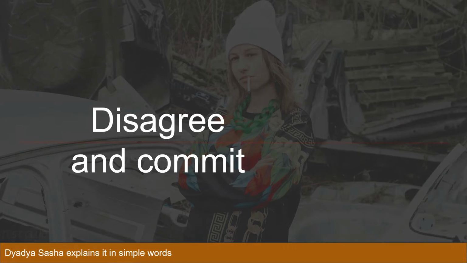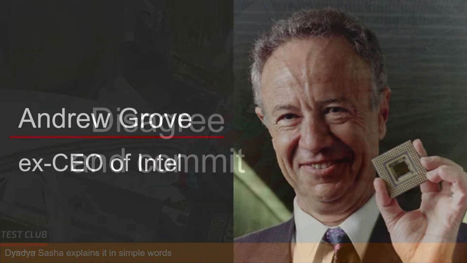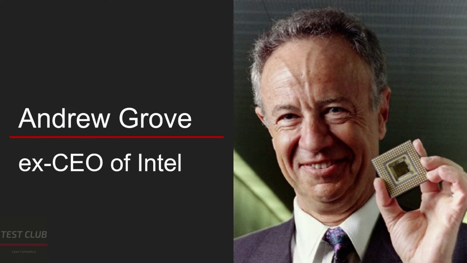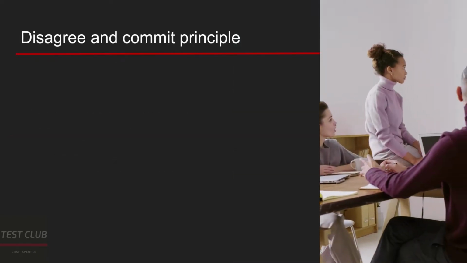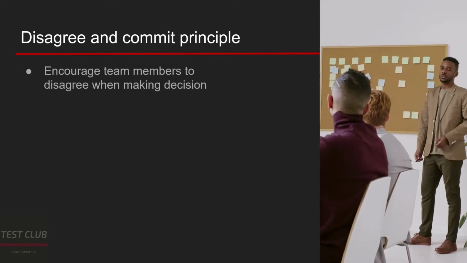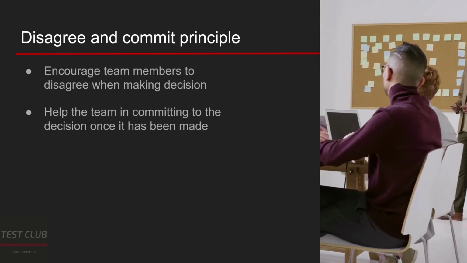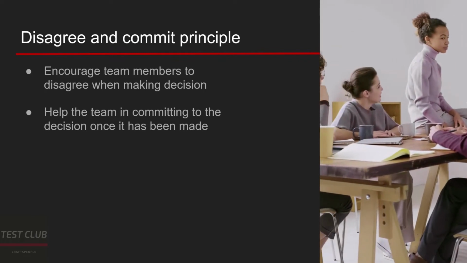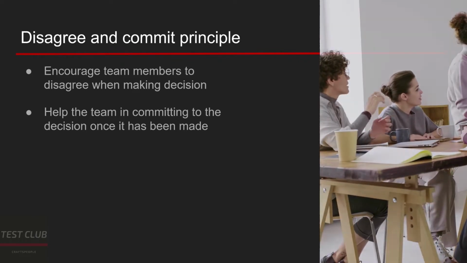Disagree and commit is a management principle which originates back to when Andy Grove was the CEO of Intel. The disagree and commit principle has two important parts: to encourage team members to disagree when making an important decision, and to help the team in committing to the decision once it has been made.